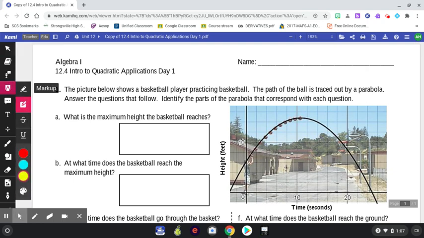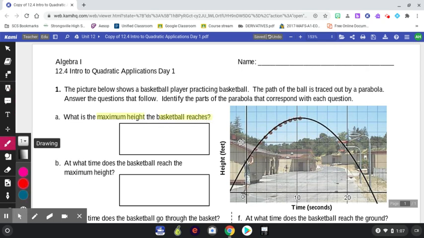Okay, so it says, what is the maximum height the basketball reaches? And so when I'm talking about a maximum height, I'm looking at the vertex. And so that vertex is right here. And specifically, I'm looking for the y of the vertex because the y-axis is what is labeled as height.